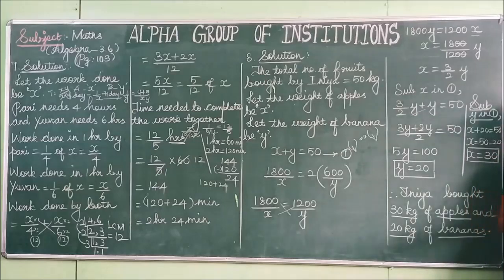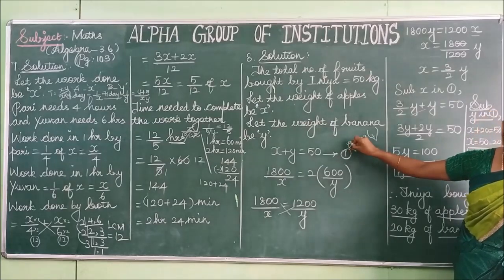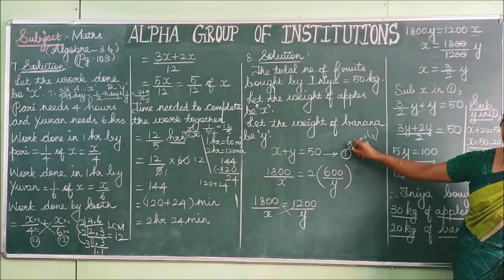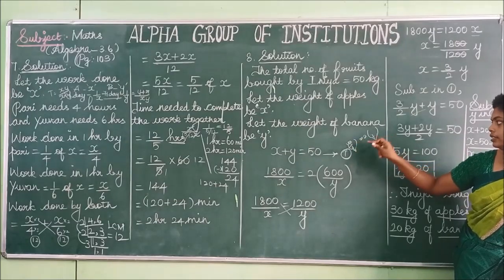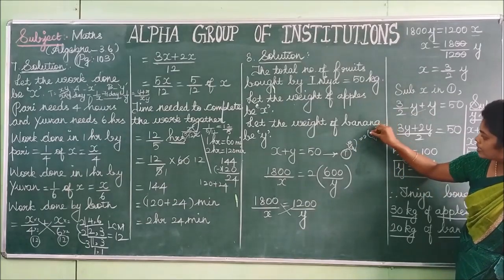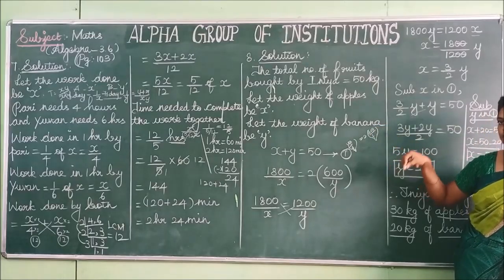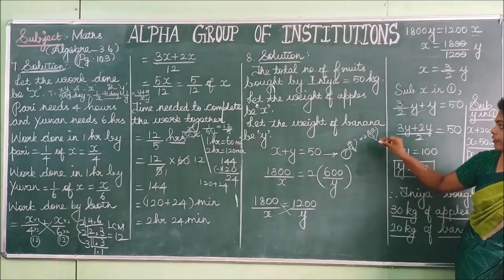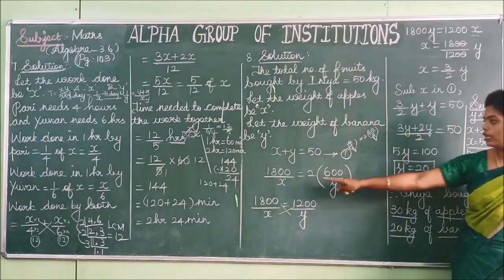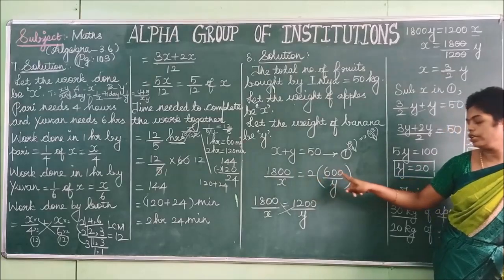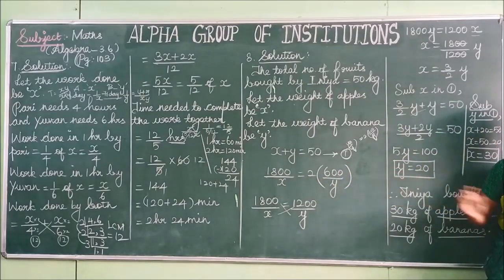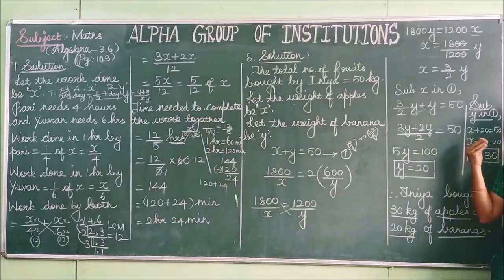In the next statement they gave the amount. She bought apple for 1800. We don't know the exact weight, so you can divide it. What is the weight of the apple? x. Then 2 times banana: banana's rupees is 600, and the banana weight will be taken as y. So 1800 by x is equal to 2 into 600 by y. Now you have to solve, substitute the known values, get the solution and check it with the given statement. For a word problem, you have to read once or twice, then only you get the clear solution.